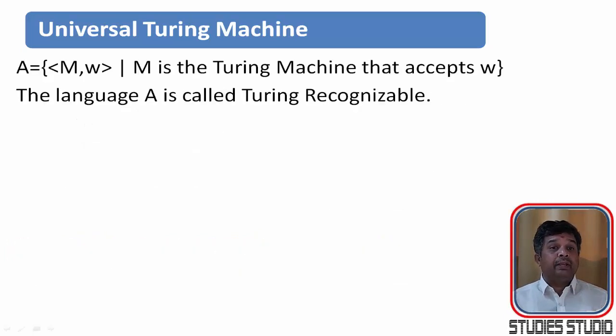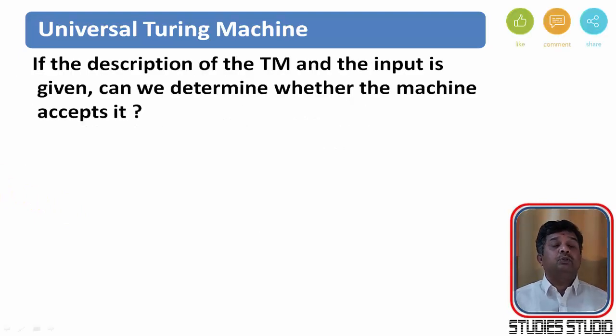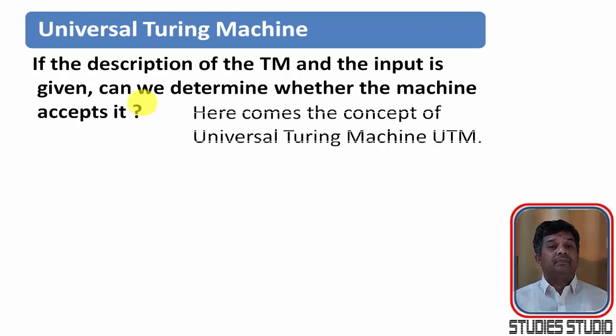Why are we saying it is Turing recognizable? Because the Turing machine either will accept the string and halt, or reject the string and halt, or go into an infinite loop. That's why we say recognizable. In order to understand Universal Turing Machine, there is an important question. If the description of a Turing machine and the input is given, can we determine whether the Turing machine accepts it? This leads to the thinking of a universal Turing machine.